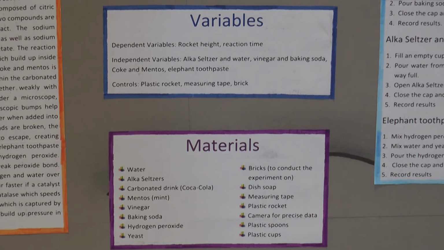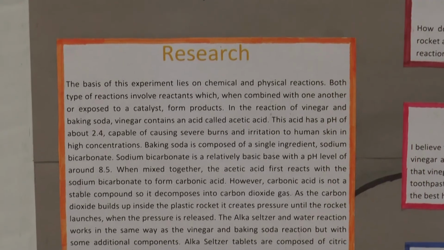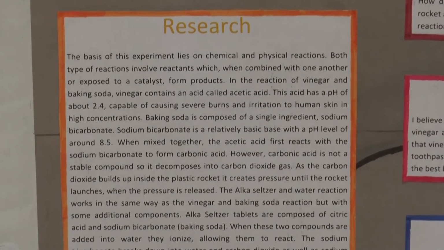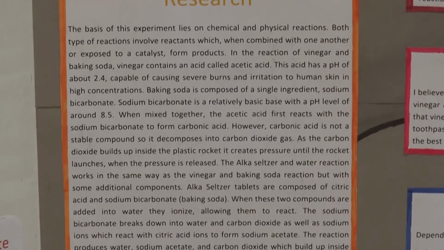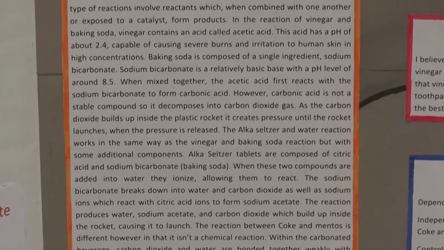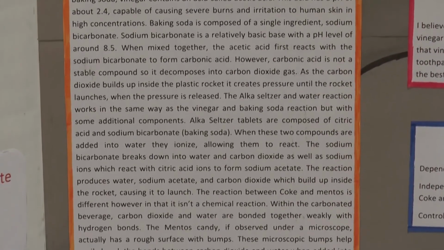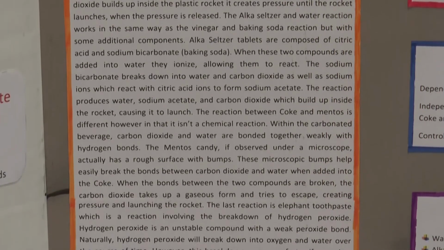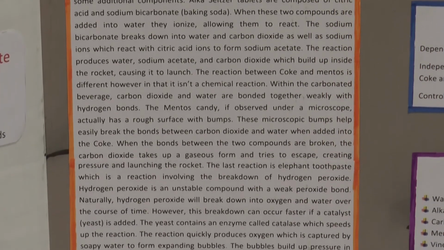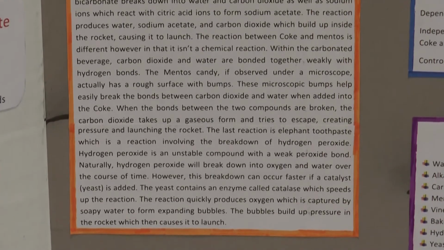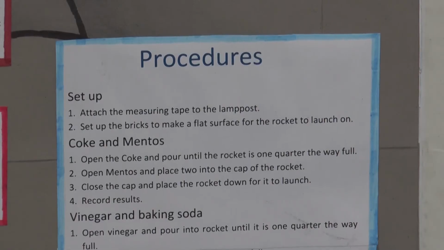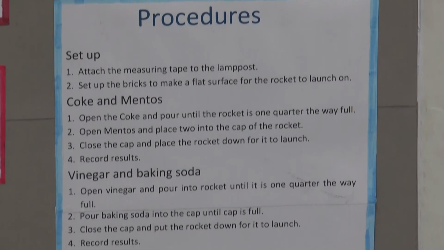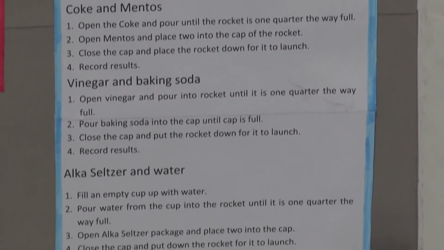So the Coke and Mentos reaction is a physical reaction, and it has to physically interact with the Coke in order to produce carbon dioxide, which builds up in the rocket and causes it to launch. The vinegar and baking soda is just a normal reaction with vinegar as an acid and baking soda as a base, and when they react, it produces carbon dioxide. And that causes an expansion in the rocket, which also causes the rocket to launch.